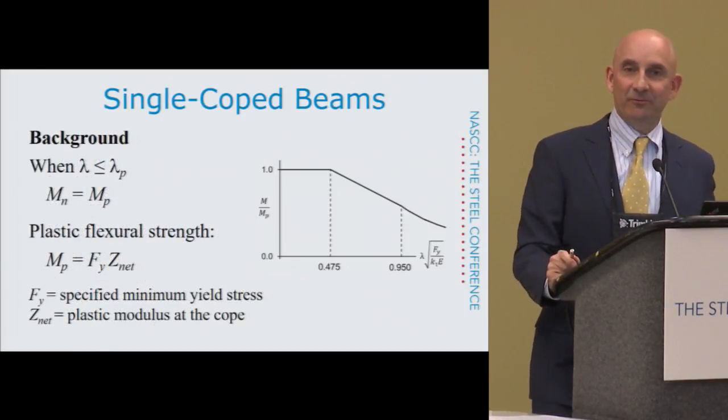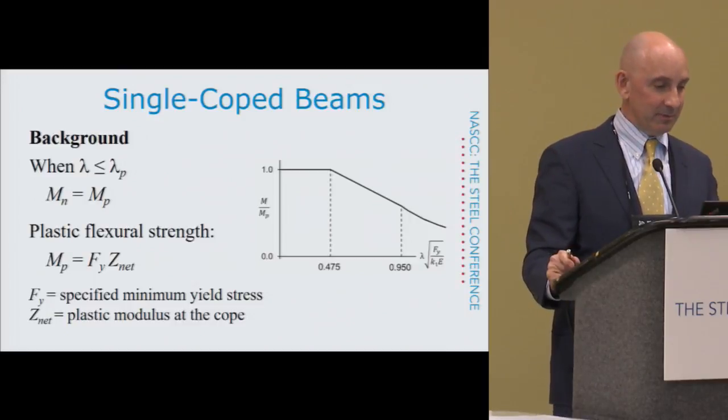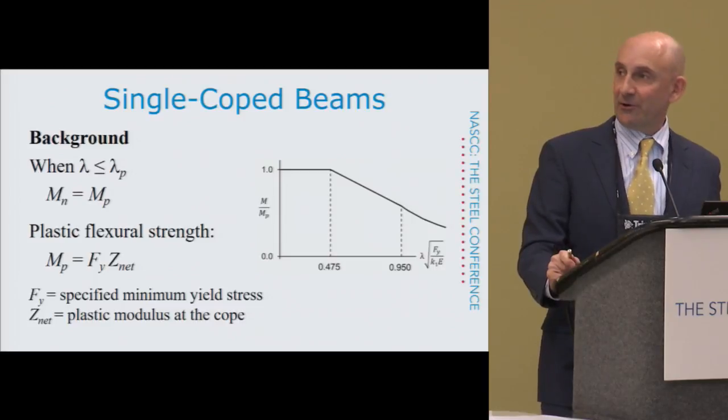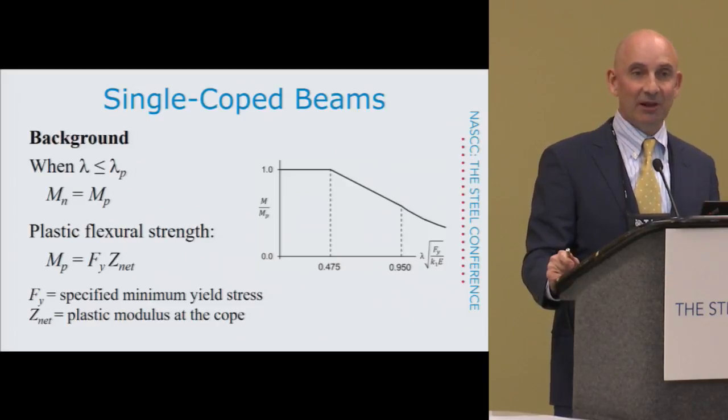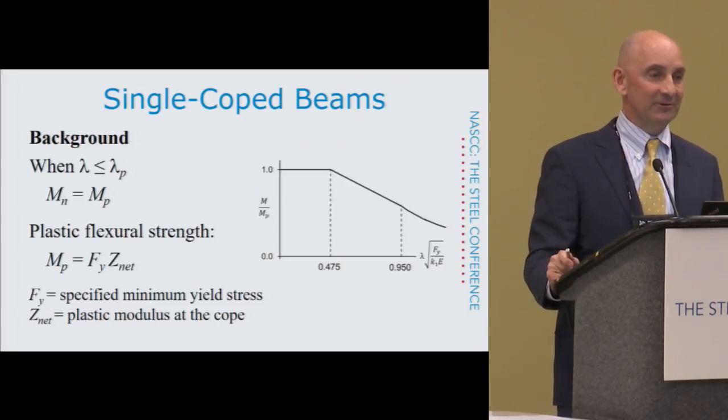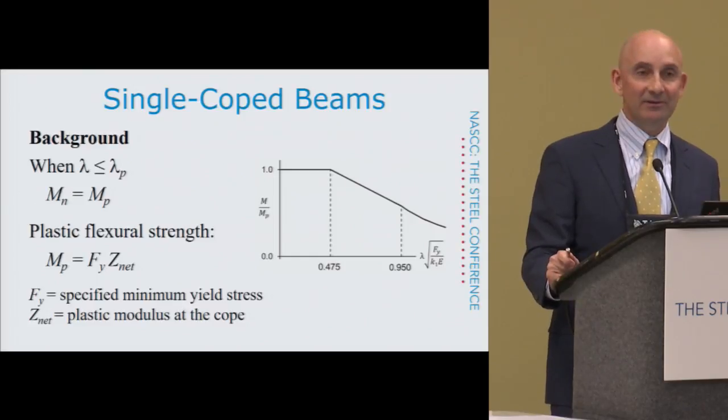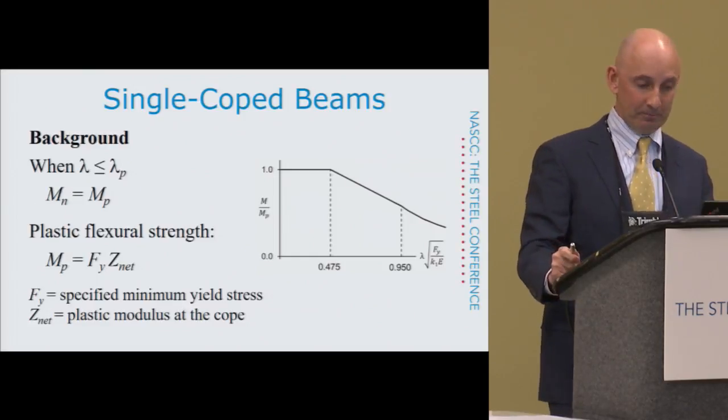I think everybody's pretty familiar with how to design beams, so I'll go through this fairly quickly. When we're in the plastic range, we get to use the yield strength times the plastic modulus. In the manual, it's called Z_net, and that's the plastic modulus at the cope.